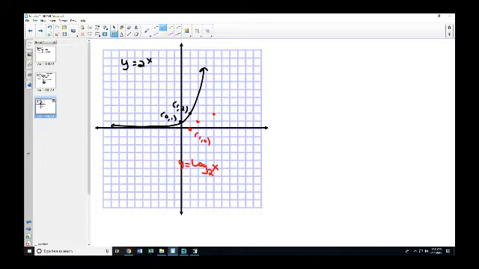Okay, this is a horizontal asymptote, so this one is going to have a vertical. So our graph is going to look like this. So again, all logs are going to look very similar to that.